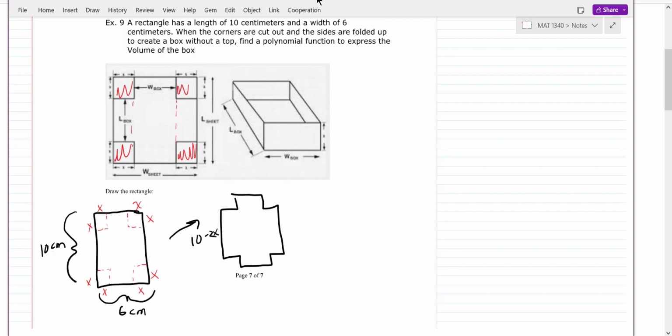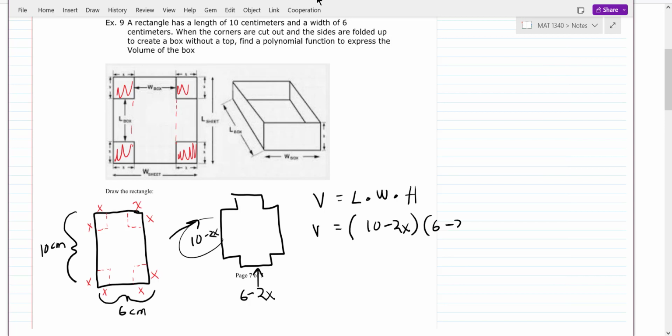By the same logic, this started 6. What would it be? 6 minus 2x, good. Okay, so we got 6 minus 2x like that. You're taking away 2 x's when you cut out those corners like that, okay? So now the volume, whenever you do a volume of a box, you do the length times the width times the height. So we're ready to write our polynomial then, okay? So the length would be 10 minus 2x. The width would be 6 minus 2x.